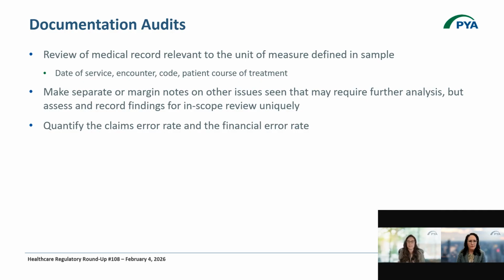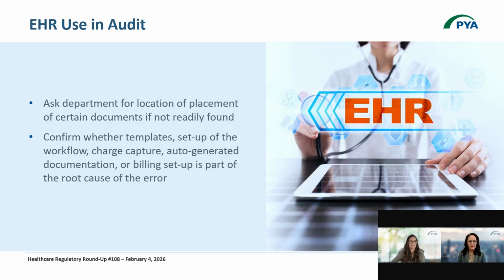As we know, it's not uncommon for audits to reveal other things that you weren't looking for. We've all been there, but you just want to take note of those and then create a plan to address those at a later date. You'll also want to capture both a claims error rate, which is your accuracy of the sampling unit. So essentially, was the code right or wrong or whatever you were looking for? And then a financial error rate, which is going to show your dollar variance based on the errors. And we'll get into those in just a little bit.